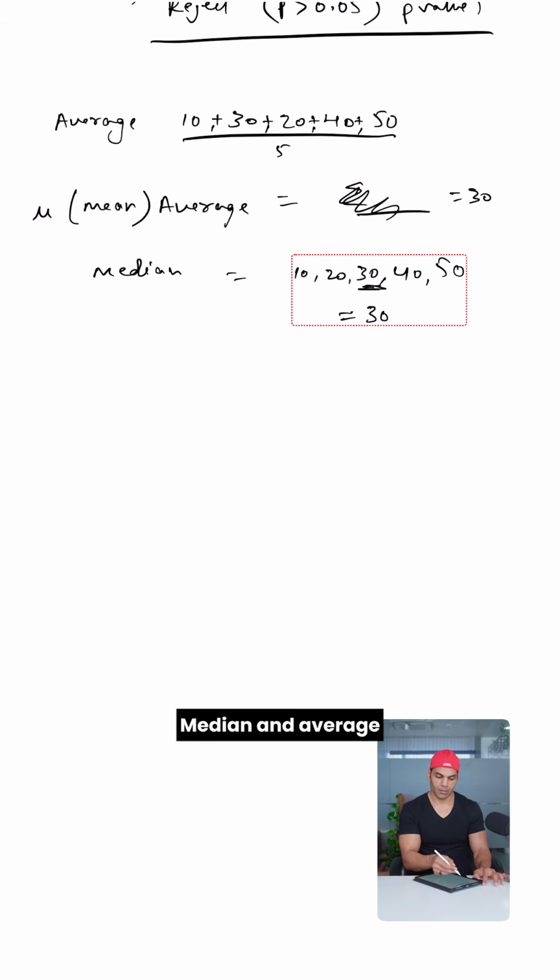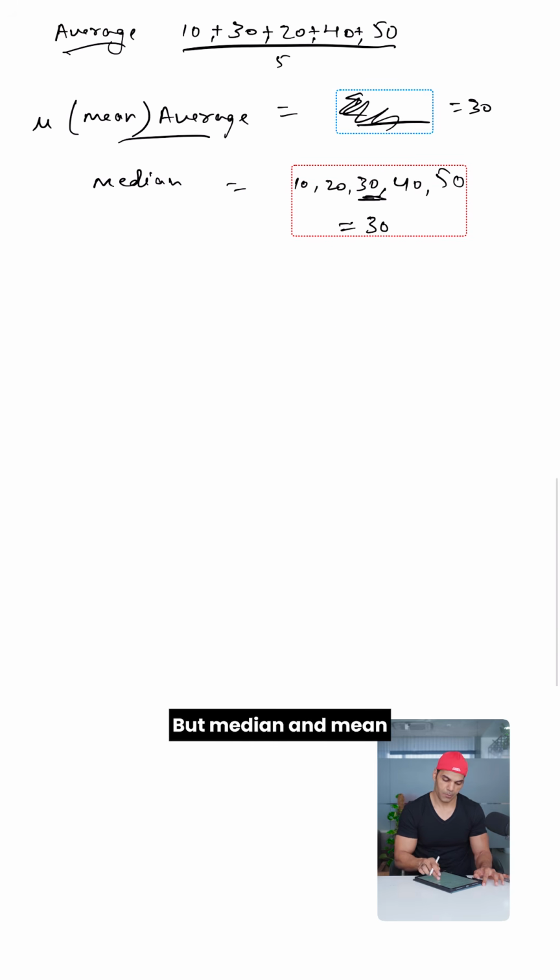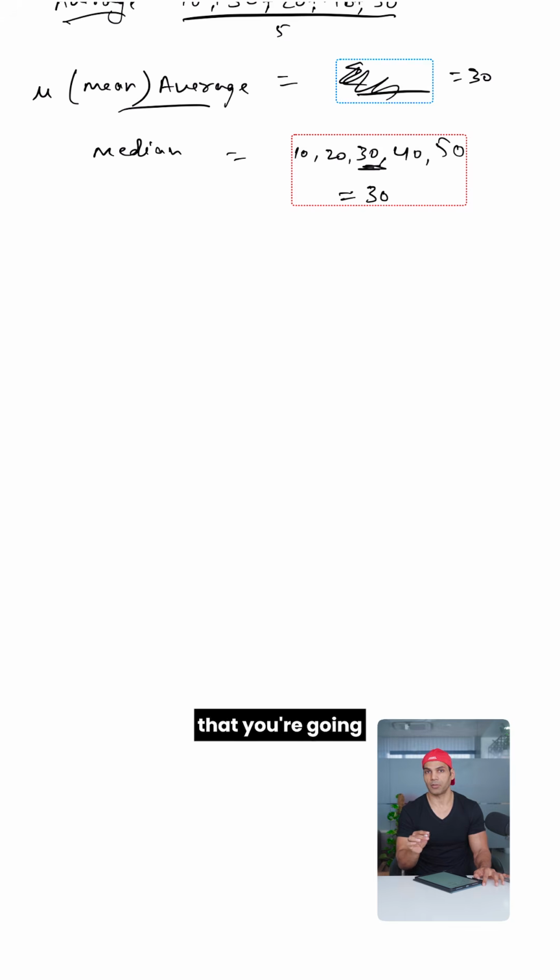Median and average values usually would differ if there are larger data sets, but in this case, because the sample size is pretty small and the values are centered around the average, you have both values the same. But median and mean are two things that you're going to need.